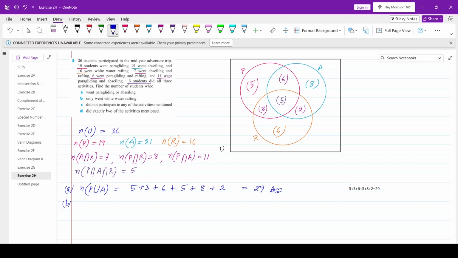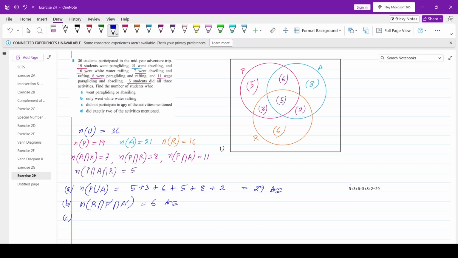Part B says only went whitewater rafting. So only R is 6. Therefore, this is the number of students in R but not in P and not in A. So this is 6.